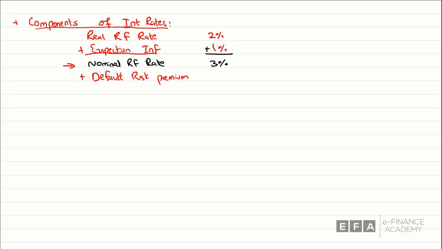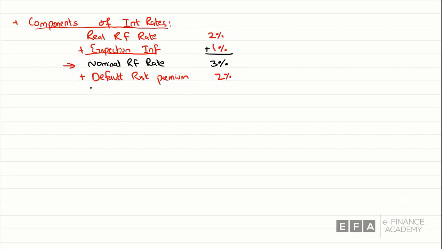Of course, not all entities have the same level of default risk. Some will have more default risk while others will have less default risk. And default risk is reflected in the credit ratings of the entities. So let's say in our case, this is a 2% premium. So far, the return that you would require would be 5%.